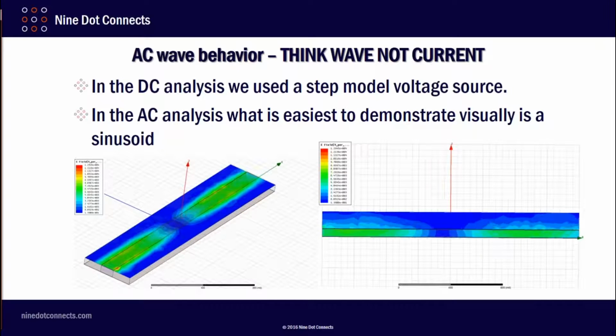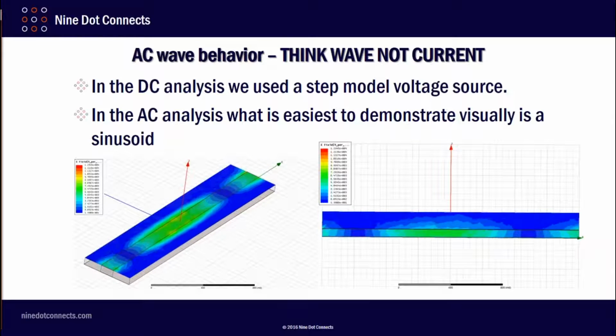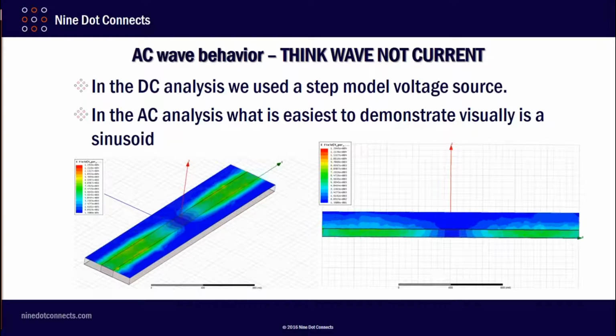When you're thinking about AC wave behavior, you have to think wave, not current. So what I've shown you here is the propagation of a wave going down a microstrip. From the top on the left and on the right, you can see within the microstrip in the bottom third of the structure, and the top two-thirds is above the microstrip. You can see most of the energy is captured below the microstrip in the substrate.